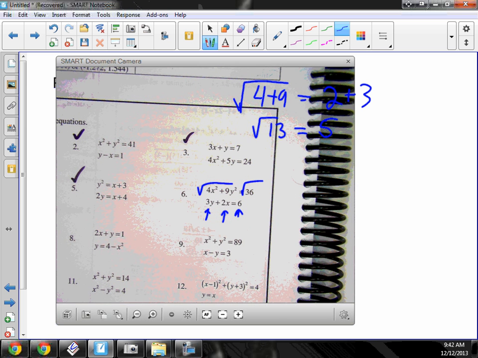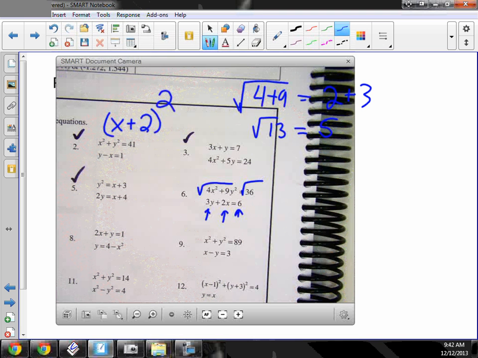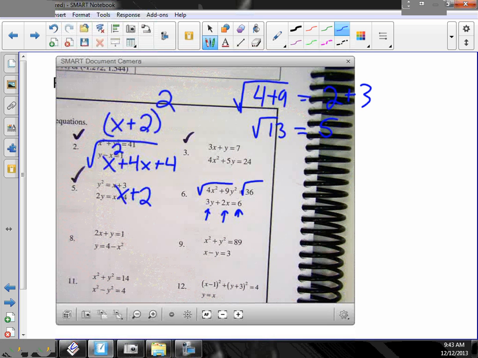Okay. The reason is, in order to square root a binomial, it's got to be a perfect square like this. Right? And if I distribute this out, I get x squared plus 4x plus 4. And then I could square root that, and I would get x plus 2. So it's really complicated to do it that way. So you can never square root a binomial or a trinomial. If there are two terms, even if both terms are perfect squares, it doesn't work.